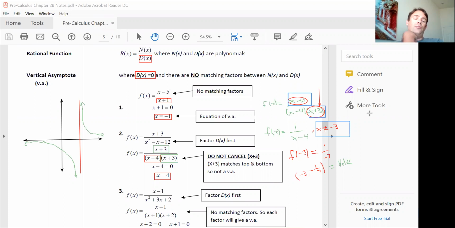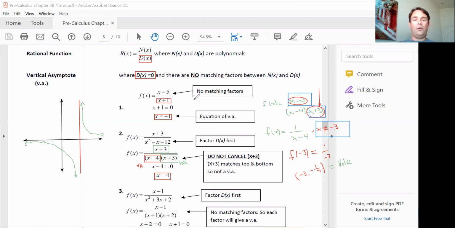It's the factor that cancels out. That gives us the x value of our hole. It's not a vertical asymptote. It's the x value of a hole. The vertical asymptote, so again, come back to the problem we were working on. This is our vertical asymptote right here, that x minus 4, since it only resided in the denominator. But this x plus 3, that will give us the x value of a hole because it crosses off the top and the bottom. Okay.